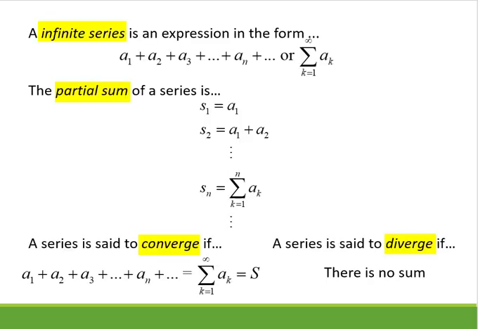Okay, so an infinite series is an expression in this form where you have your first term, second term, so you have a sequence that all sums up and gets you to a series, but you're going to infinity. A partial sum is the sum of the first few terms of that series. And then a series is said to converge if you can actually find that sum. A series is said to diverge if there is no sum.